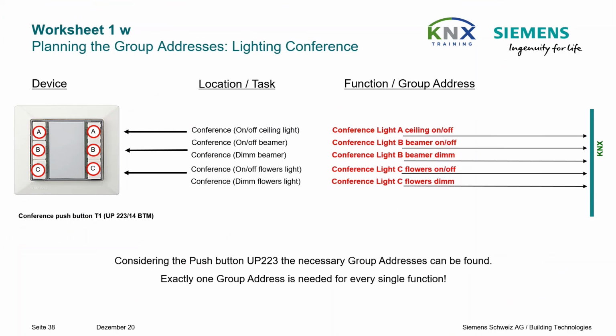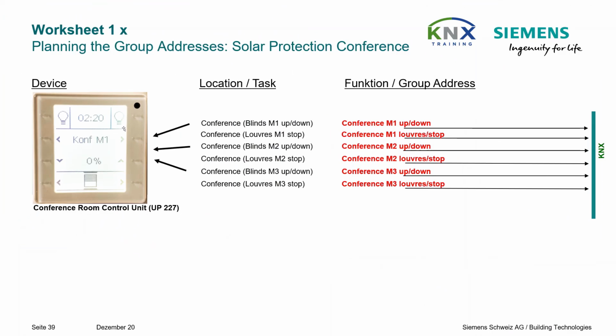Planning the group addresses Lighting Conference. Remember what we have to do next. We have to insert the subgroups for our intended functions. The 5 functions listed here are required for the room operation conference lighting. And these 6 functions are required for the room operation solar protection.